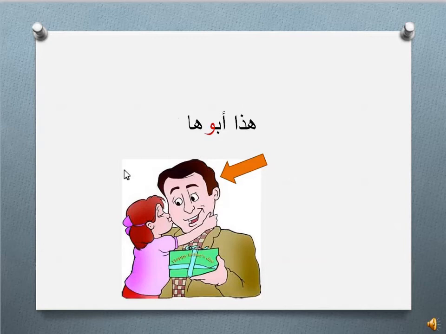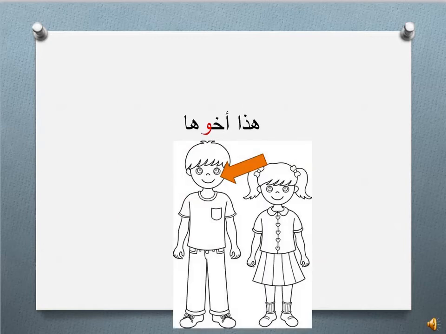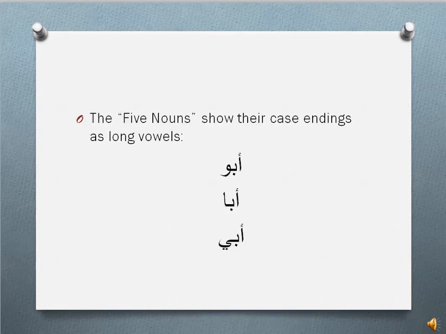Okay, no problem. Let's look at this example. Hatha akhuha. Here we have these two kids from outer space who have come to steal your souls. And so you have bigger things to worry about than the case ending. But notice, it's the same thing. Akh is brother, but this is akhuha. This is her brother. It's in an idafa. It's in a possessive, the brother of her. And notice it takes the case endings. So, what is the big deal?